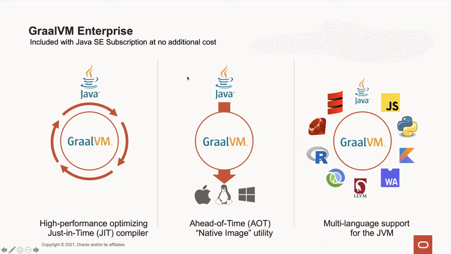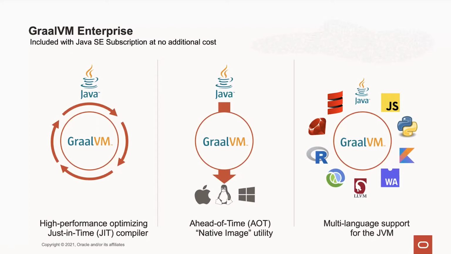The first is using the compiler for JIT mode. So if you're running on the Hotspot VM, you can actually use the GraalVM JIT compiler to accelerate applications. There's a lot of optimizations in GraalVM that aren't there in the default C2 compiler that can help many applications run faster with no code changes.